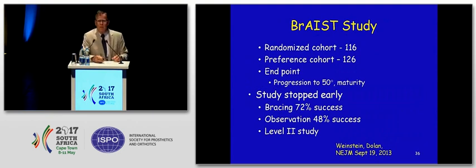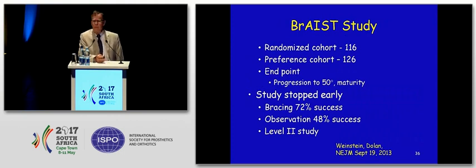Because it was prospective and randomized, many of the patients elected not to be treated, and they would not agree to randomization. And so they took that group as a separate cohort. So there was the preference cohort, the randomized cohort. Their endpoint was 50 degrees at maturity. The study was stopped early by the National Institutes of Health because bracing was demonstrated to be effective 72% of the time.